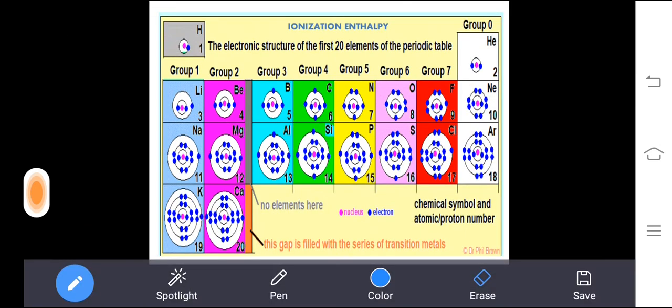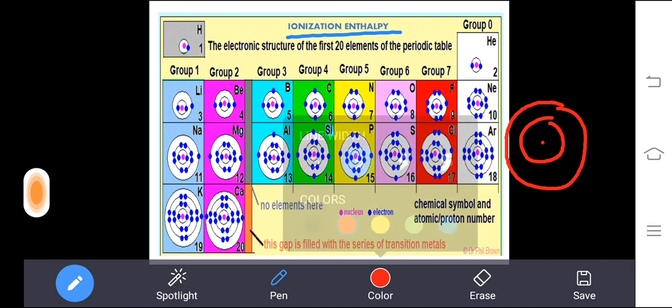The next concept, the next trend, is ionization enthalpy. What is the meaning of ionization enthalpy? First you want to know the meaning. Ionization enthalpy means the amount of energy which is required to remove the outermost electron. For example, consider this as one atom. Here one outermost electron is there.